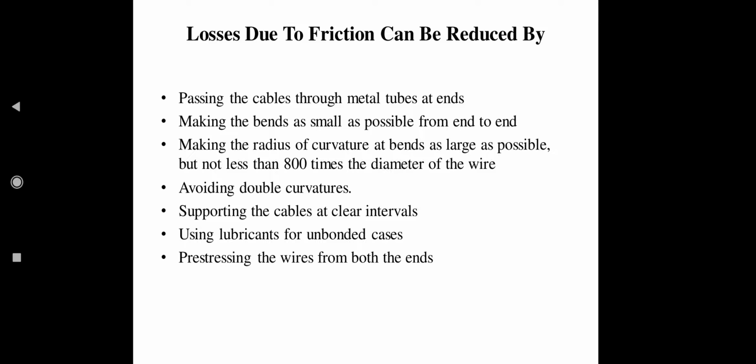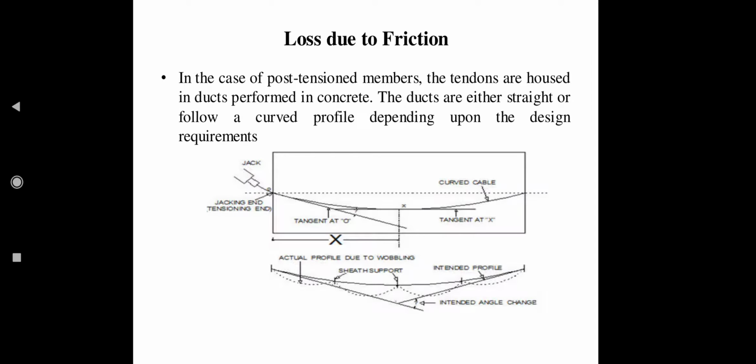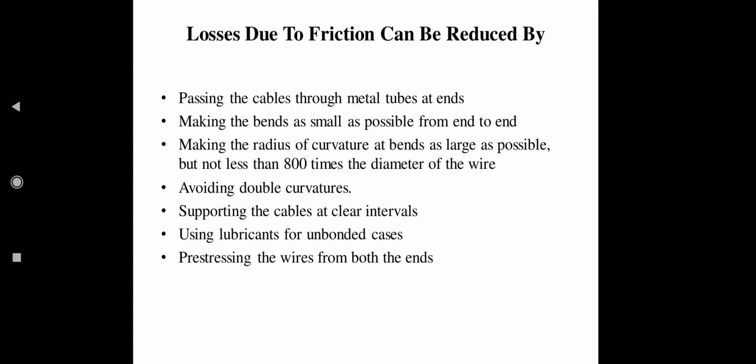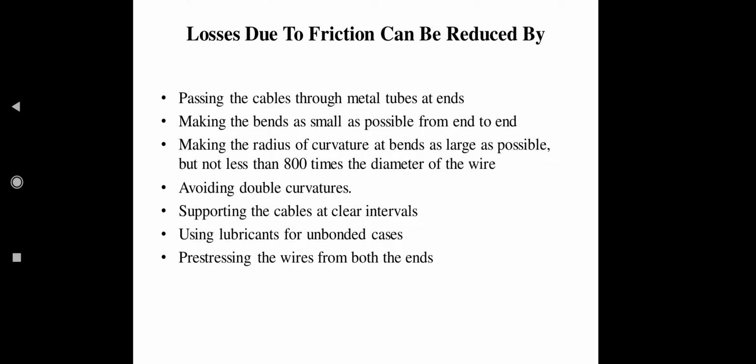Pre-stressing the wires from both the ends. If the wires are pulled from both ends, from this end as well as this end simultaneously, then we can minimize the loss due to friction. So these are the different types of losses that will occur in pre-stress.